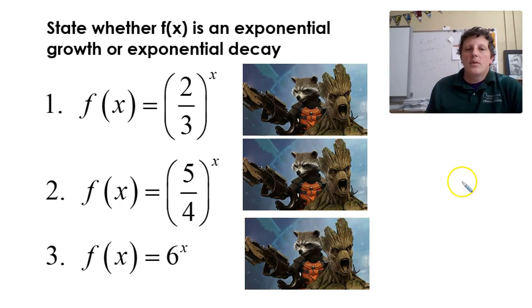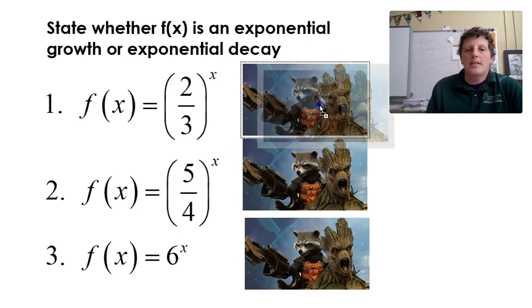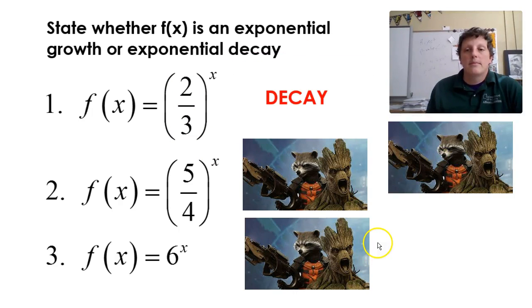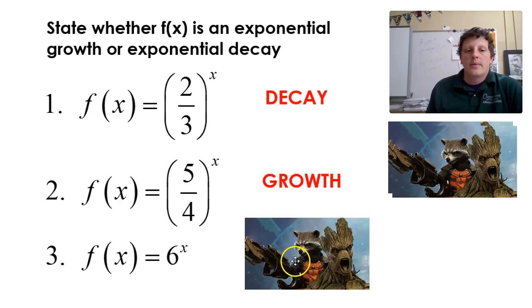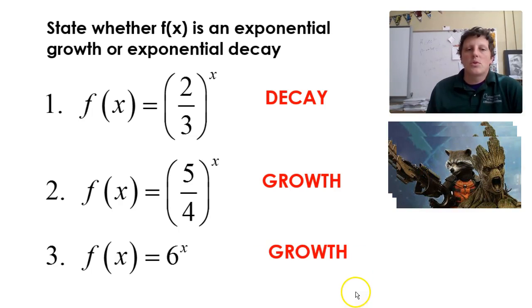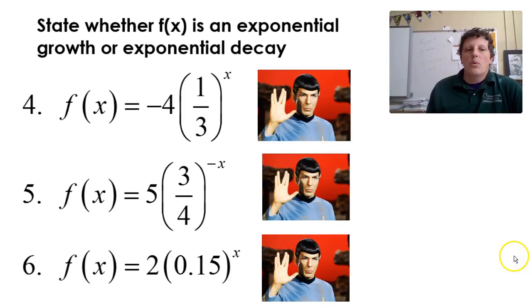So let's look at a few of these and see whether we think they are exponential growth or decay. 2/3 is a fraction between 0 and 1, so you should classify that as decay. That's simple, right? 5/4 is a fraction, yes, but it's a fraction that is 1 1/4 or 1.25. That's greater than 1, so that would be classified as exponential growth. And 6 is the base of number 3. It is larger than 1, so that is also going to be exponential growth. So it's that simple. Find the base, look at it, see whether it is growth or decay.